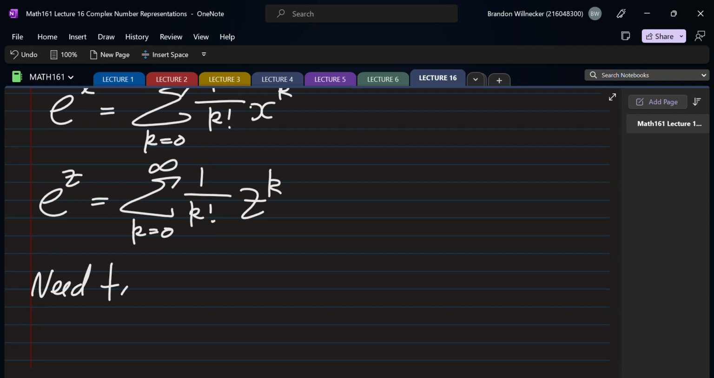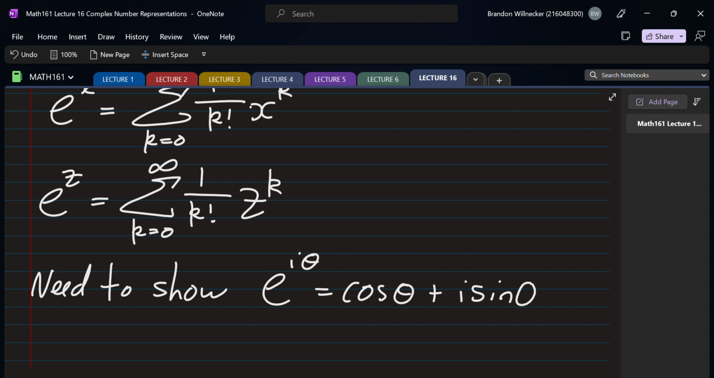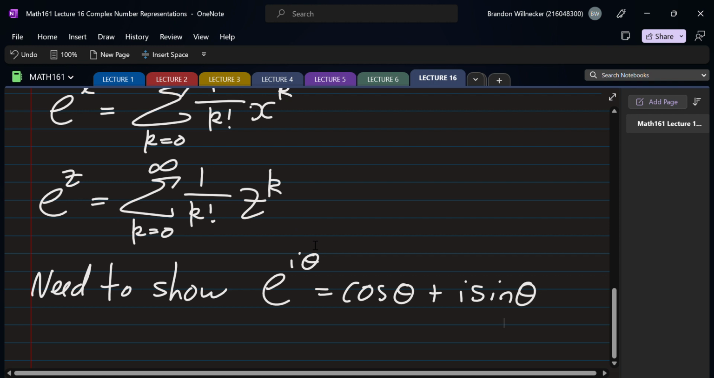Okay, so we need to prove that e to the i theta is equal to cos theta plus i sine theta. Okay, so e to the i theta, a complex function, we're going to use the Taylor series and show that that gives us cos theta plus i sine theta.